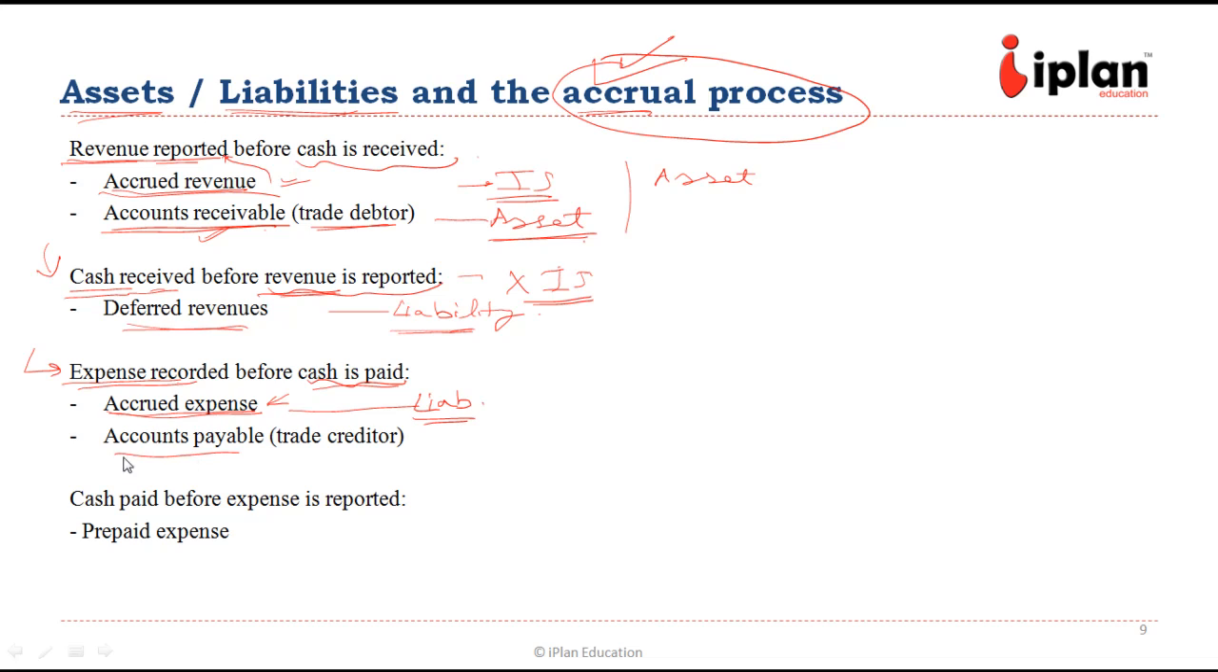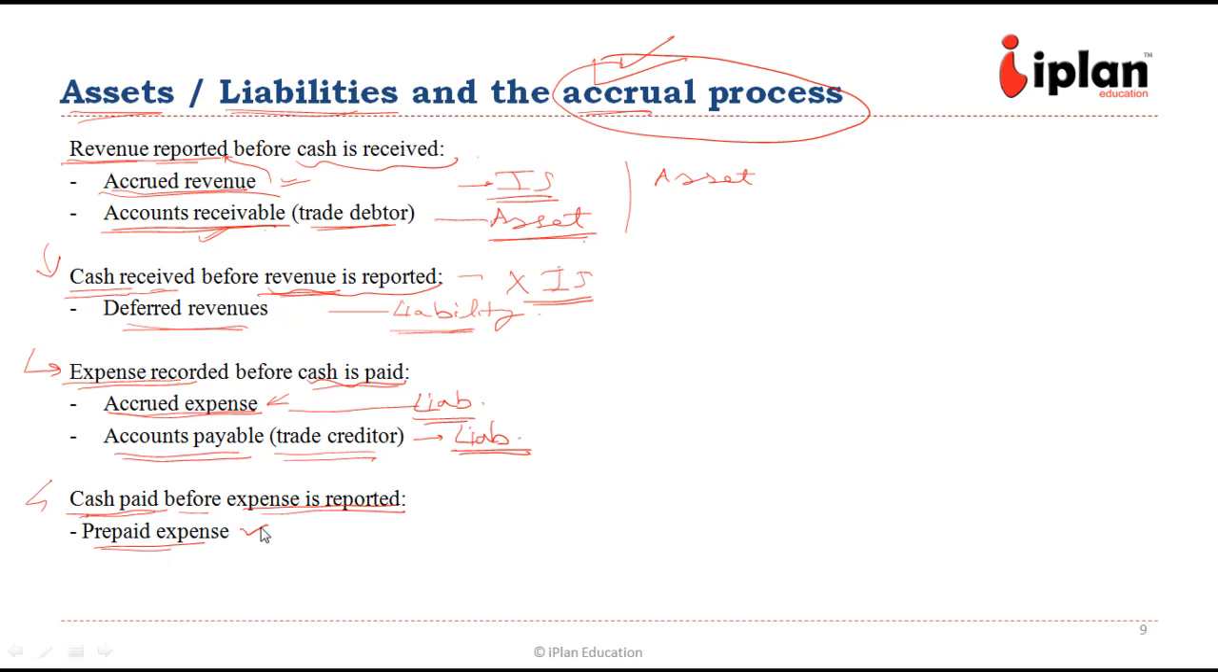Similarly, accounts payable. Certain goods have been received from the suppliers but the accounts have not been paid. The cash is not paid yet. That is also a liability. This amount will be paid in the future. It remains a liability. Now let us look at the last case, where cash is paid before expense is reported.